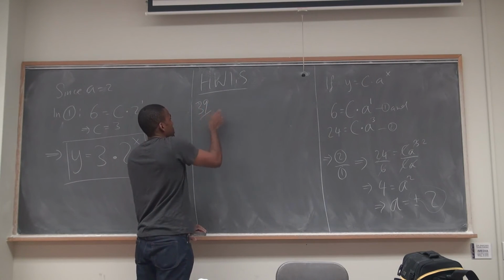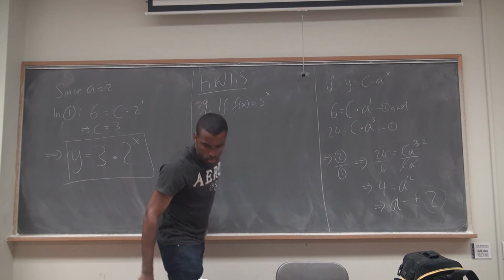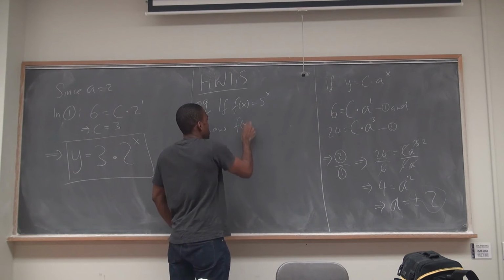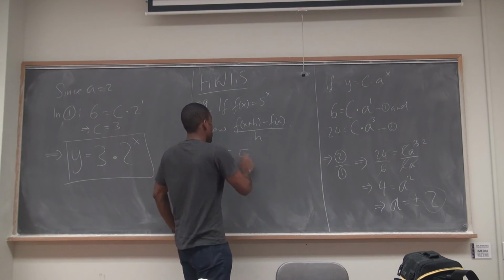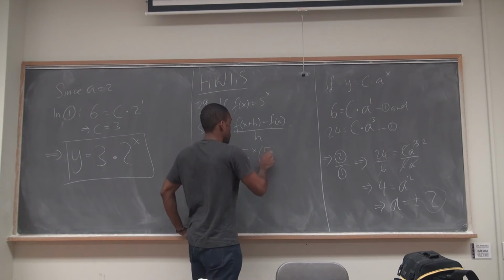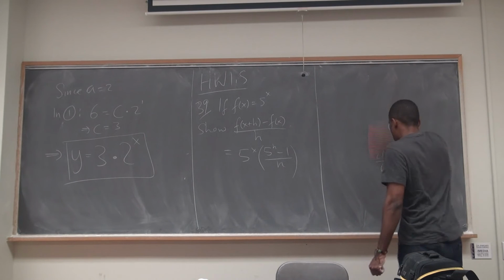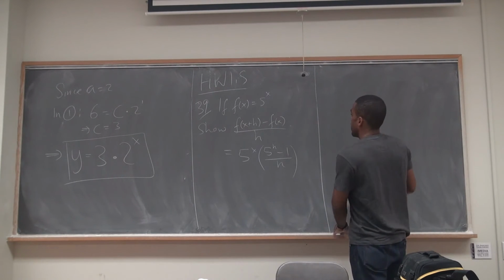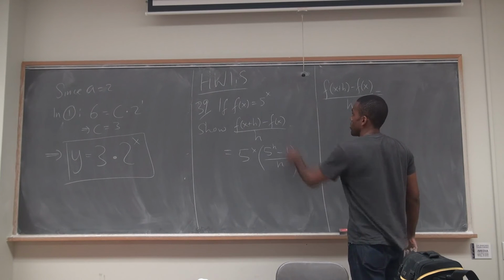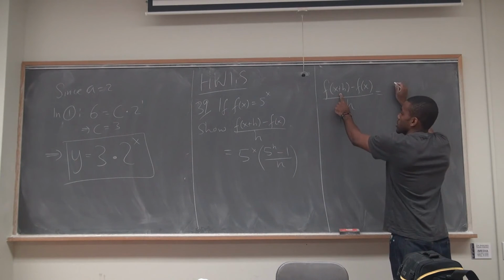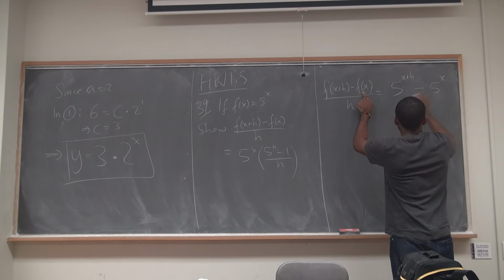So 39 says if f of x equals 5 to the x, show that f of x plus h minus f of x over h is equal to 5 to the x times 5 to the h minus 1 over h. Okay, so let's actually find what this is. f of x plus h minus f of x over h would be equal to, my f is 5 to the x. What is f of x plus h? 5 to the x plus h. 5 to the x plus h in the power, minus f of x, which is 5 to the x, over h.